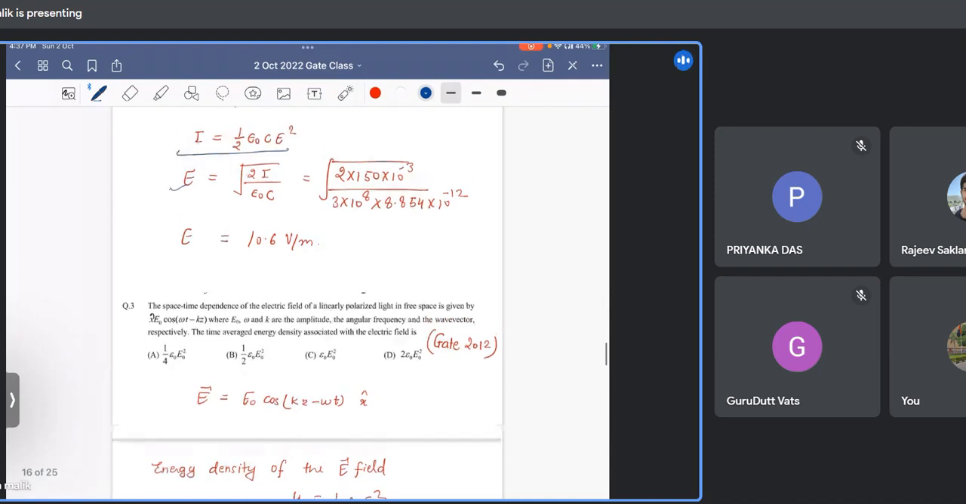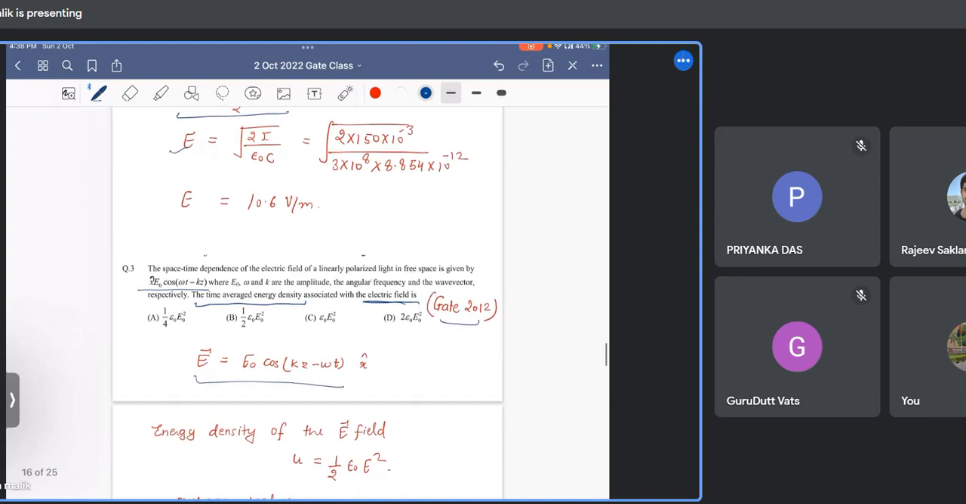This question is a little different. This is coming in GATE 2012, and there is a concept that is involved here. In this question, it is given that the space-time dependence of electric field of a linearly polarized light in free space is given by this. So basically, we know what our electric field is, and we have to find the time average energy density associated with electric field. So we have not been asked for the EM wave, we have been asked for the electric field and also for the time average value of energy density.